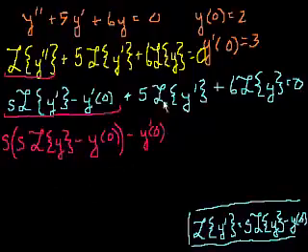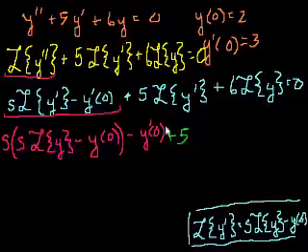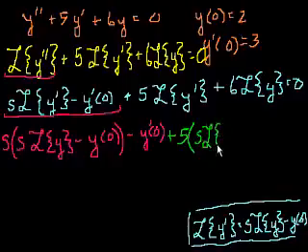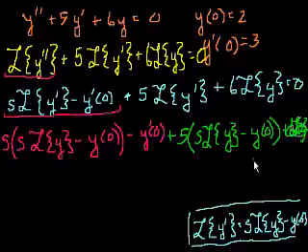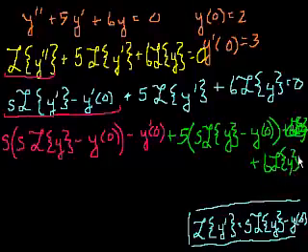And now I'll switch colors, plus 5 times, once again, the Laplace transform of y prime. Well, we could use this again. So 5 times s times the Laplace transform of y minus y of 0, plus 6 times the Laplace transform of y. I ran out of space, so I'll do it on another line. Plus 6 times the Laplace transform of y. All of that is equal to 0.